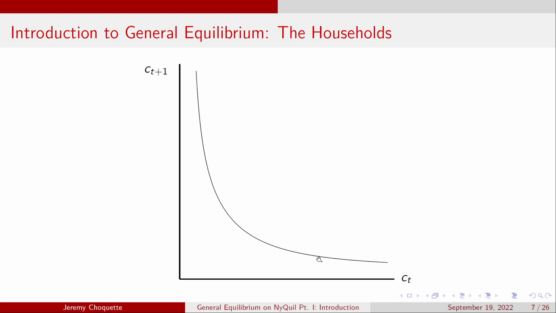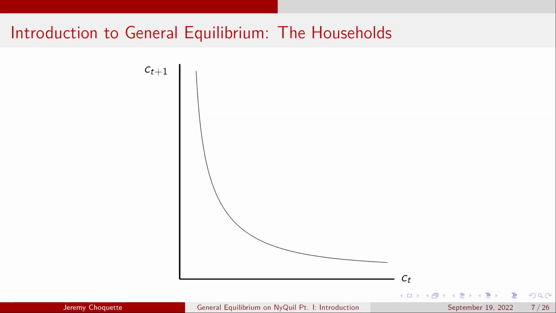Because on this curve, there is some level of utility that can be achieved at any point on this curve. So whether you consume this much here today and this much tomorrow, you'll be just as happy as if you consume this much tomorrow and then this much today. Any combination of current and future consumption that satisfies this curve will make you just as happy as any other combination that satisfies that particular curve.